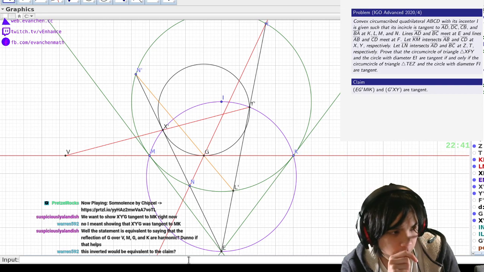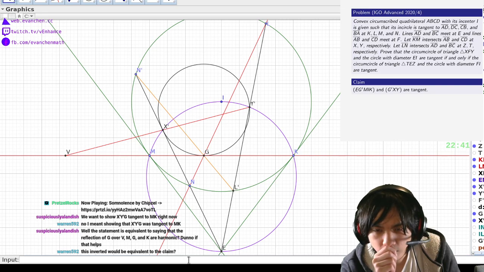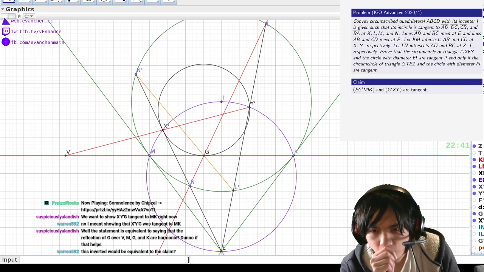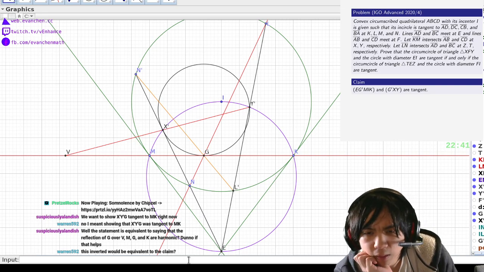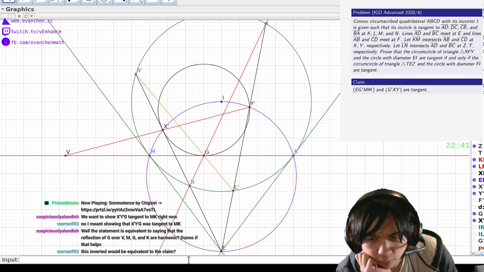Reflection of G over VMGK. Okay, so no, it's not. We want VG squared equals VM times VK. That's not quite a projective condition, right?